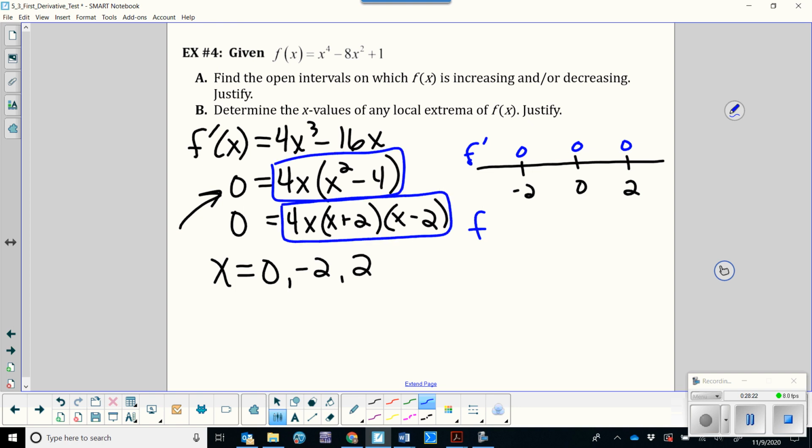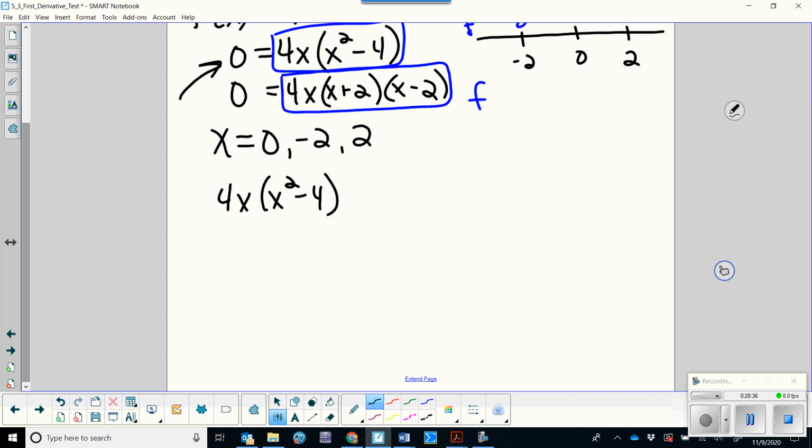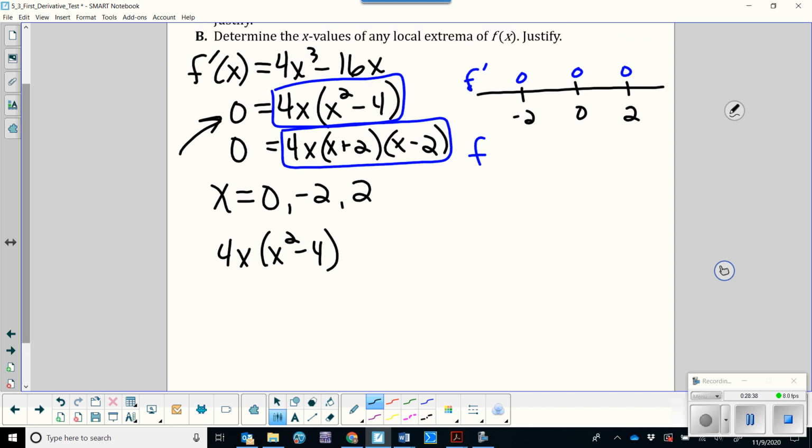It doesn't actually matter. Either one of them is going to be easy to check. So I'm actually going to write it right here because you're not physically watching me do this on the board, so you can't see me. I'm going to show you what I do. I'm looking at 4x times x squared minus 4, and I'm going to pick a number less than -2, like -3.